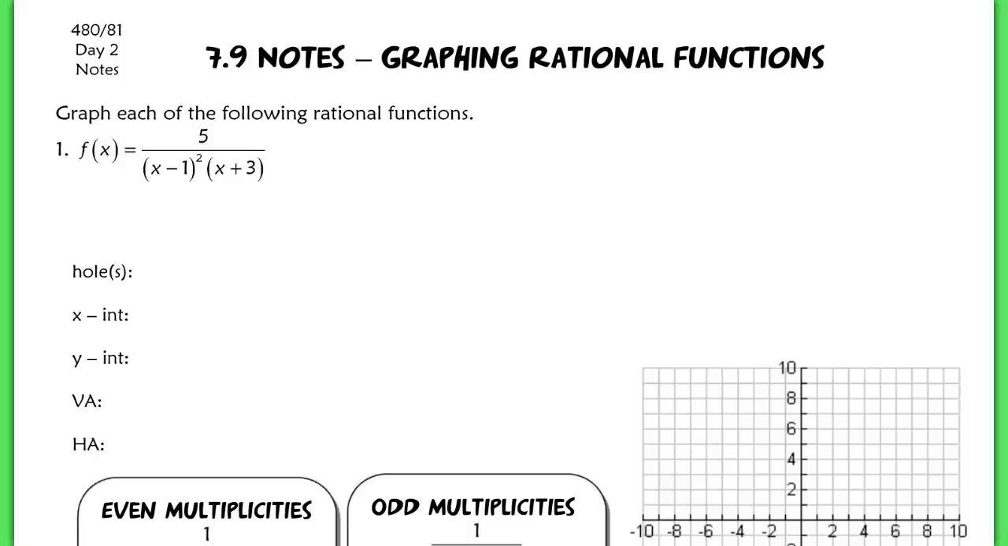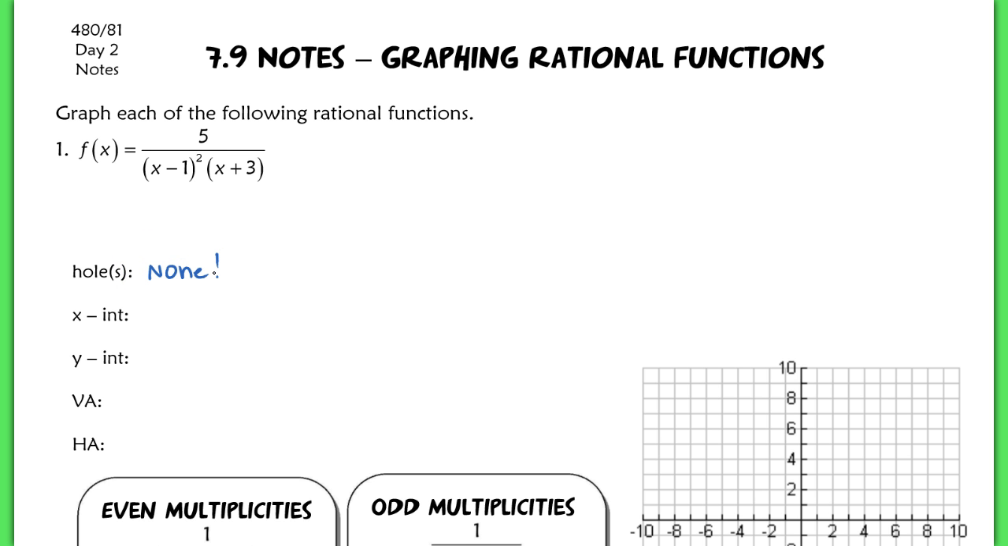This lesson is part 2 of section 7-9, graphing rational functions. We're still going to graph functions today, except now we're going to go into a lot more complex examples. So we'll start with number 1 here, which has already been factored for me, so I can jump right in to find the holes. Obviously, since we didn't cancel any factors, there are no holes. Okay, so there are none.